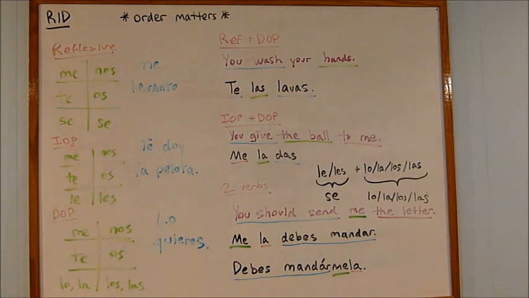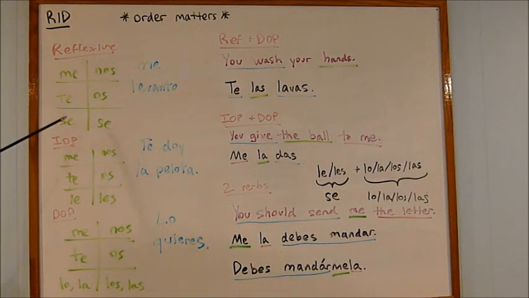So we have traversed to the land of RID, and RID refers to how we would implement a pronoun into a Spanish sentence. In Spanish we have three types of pronouns: reflexive, indirect object pronouns, which replace the indirect object of a sentence, and direct object pronouns, which replace the direct object of a sentence. These, in order, stand for the RID up here.